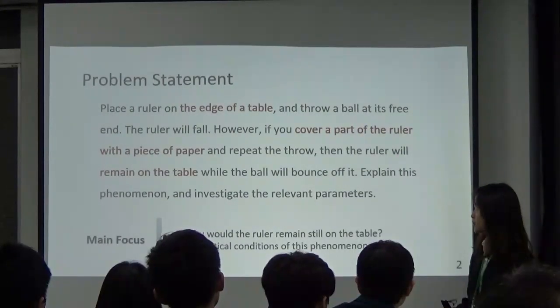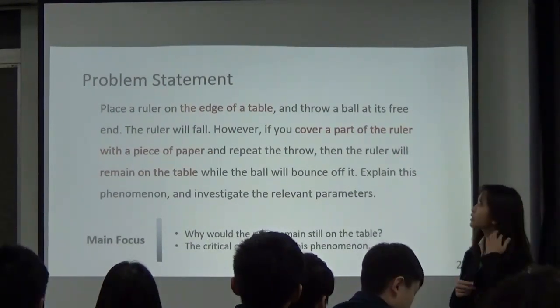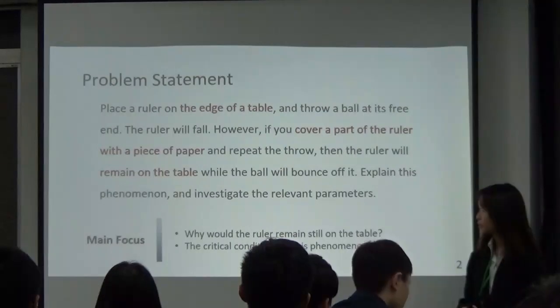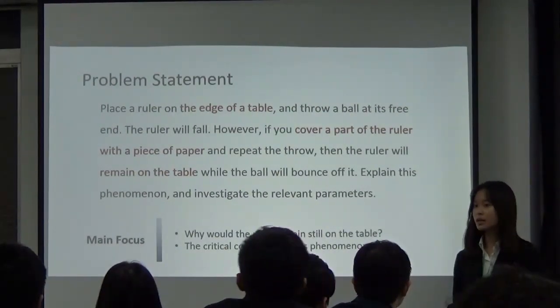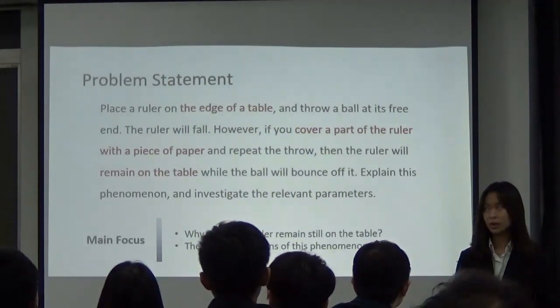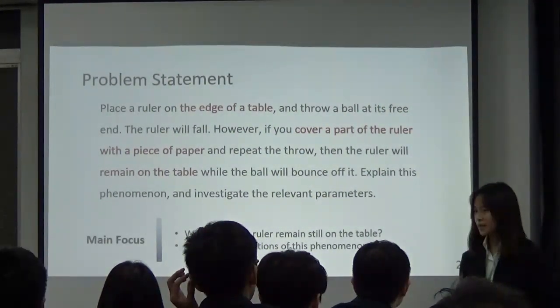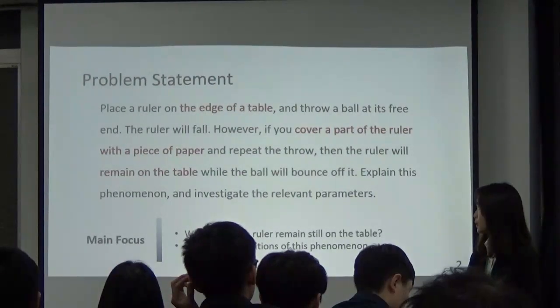Place a ruler on the edge of the table and throw a ball at its free end. The ruler will fall. However, if you cover part of the ruler with a piece of paper and repeat the throw, then the ruler will remain on the table while the ball bounces. Explain this phenomenon and investigate the relevant parameters.